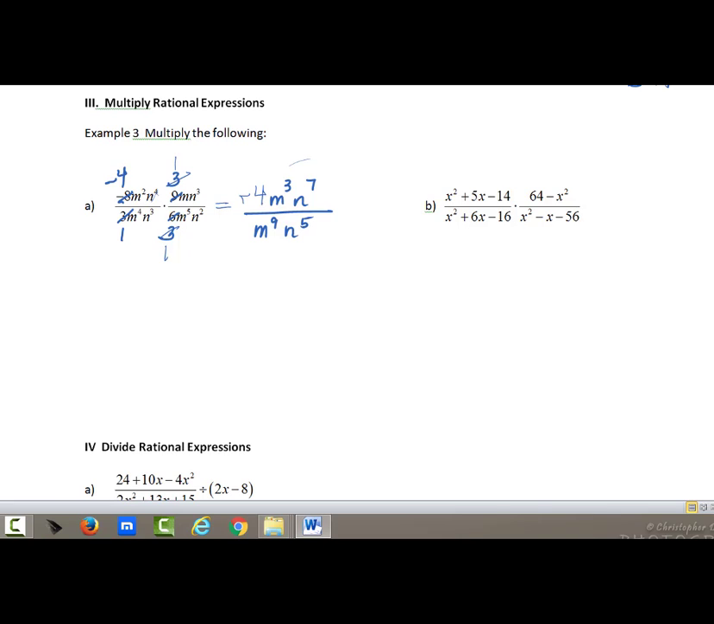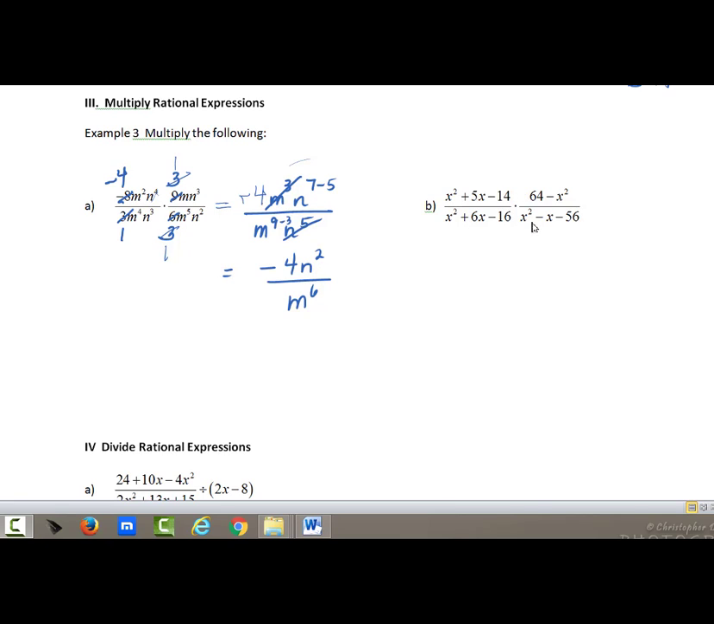Now you can use the quotient rule for fractions when you're dealing with exponents. And so the m's are going to end up in the denominator. You would subtract 3. The n's are going to end up in the numerator, where you would subtract 5. And so my final answer here, in the numerator I'm left with a -4 n squared, and in the denominator I'm left with m to the 6th.